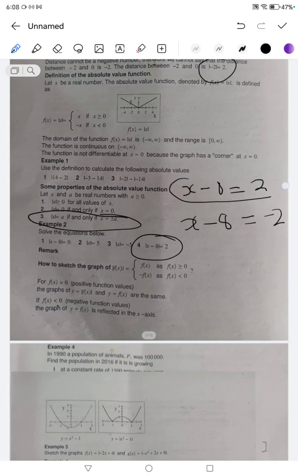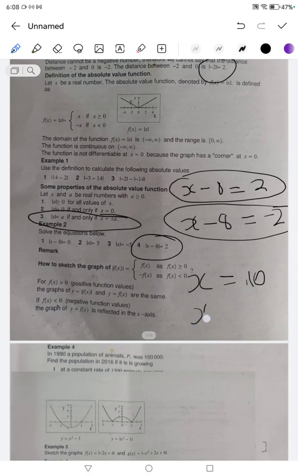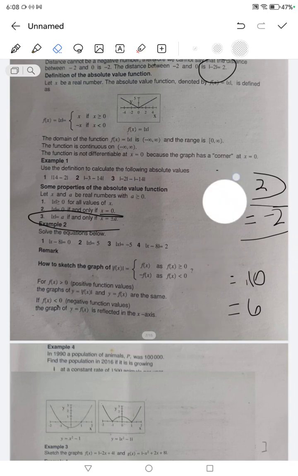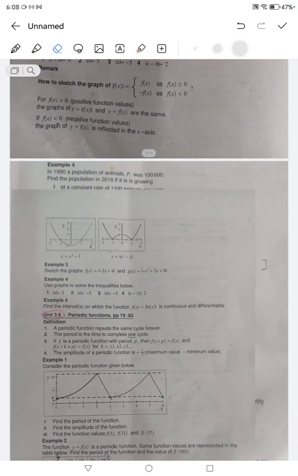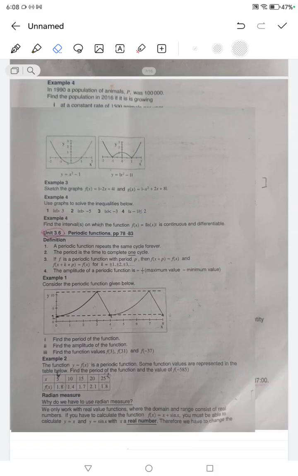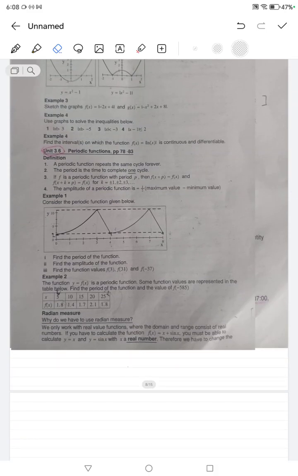Then from these two, it's the same. It's a situation where you have two cases. You're going to solve for the values of your x. So for one, you're going to get x is equal to 10. Then for the other one, you're going to get x is equal to 6. Then as simple as that.